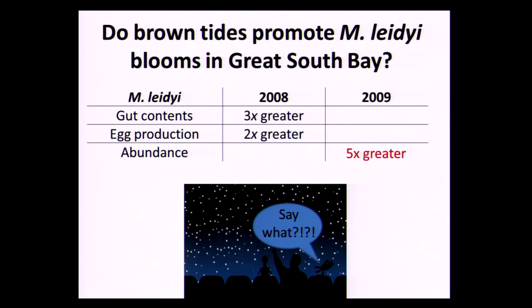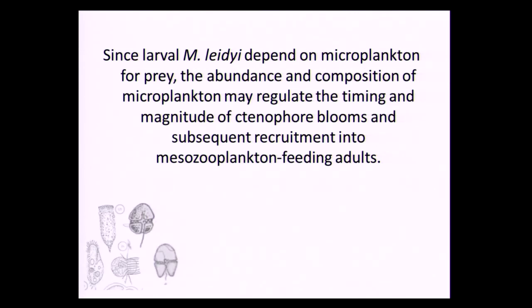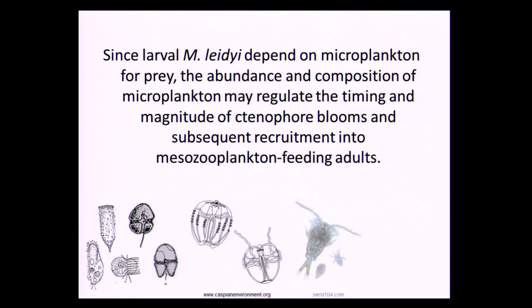So now I'm back to breakfast, beating my head with my cereal spoon. So here's the thing. Remember what I was talking about in that first chapter. Larval Mnemiopsis depend upon particular microplanktonic prey. So the abundance and the composition of that microplankton might regulate the recruitment of those larvae into those lobate adults. They might regulate subsequently the timing and the magnitude of those ctenophore blooms into those mesozooplankton feeding adults.